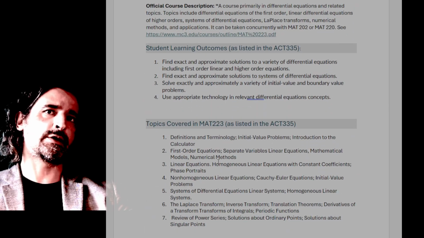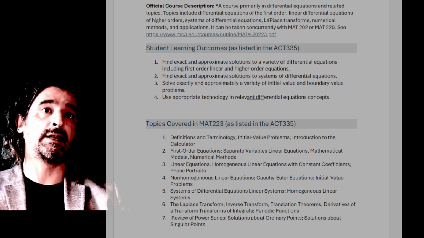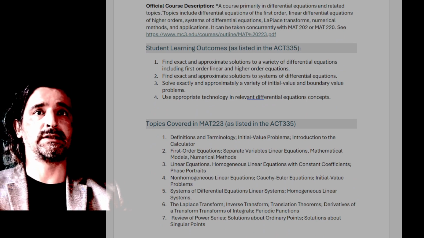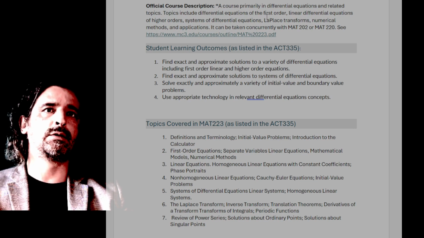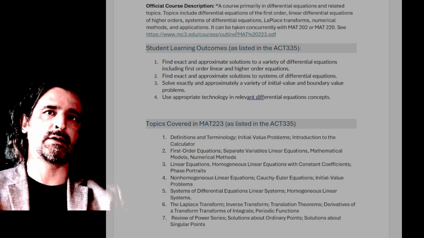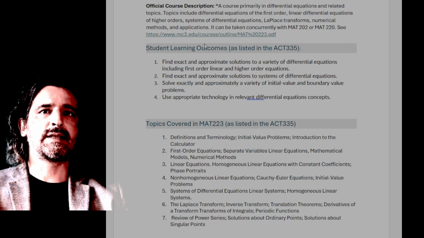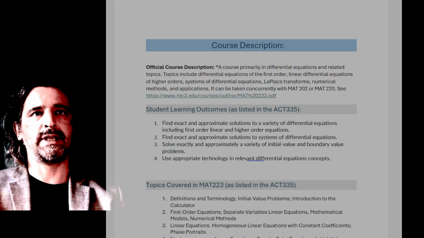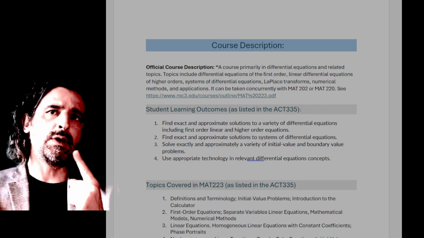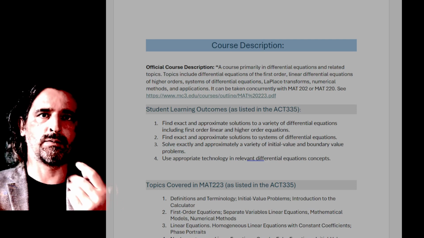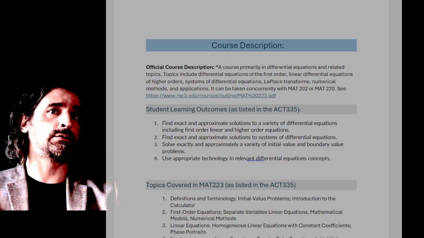Here is the official course description. It says a course primarily in differential equations and related topics. Topics include first order differential equations, linear differential equations of higher orders, stuff like this. This is taken from a document called the Act 335, and I will link that in the description. But I will come back to that later.